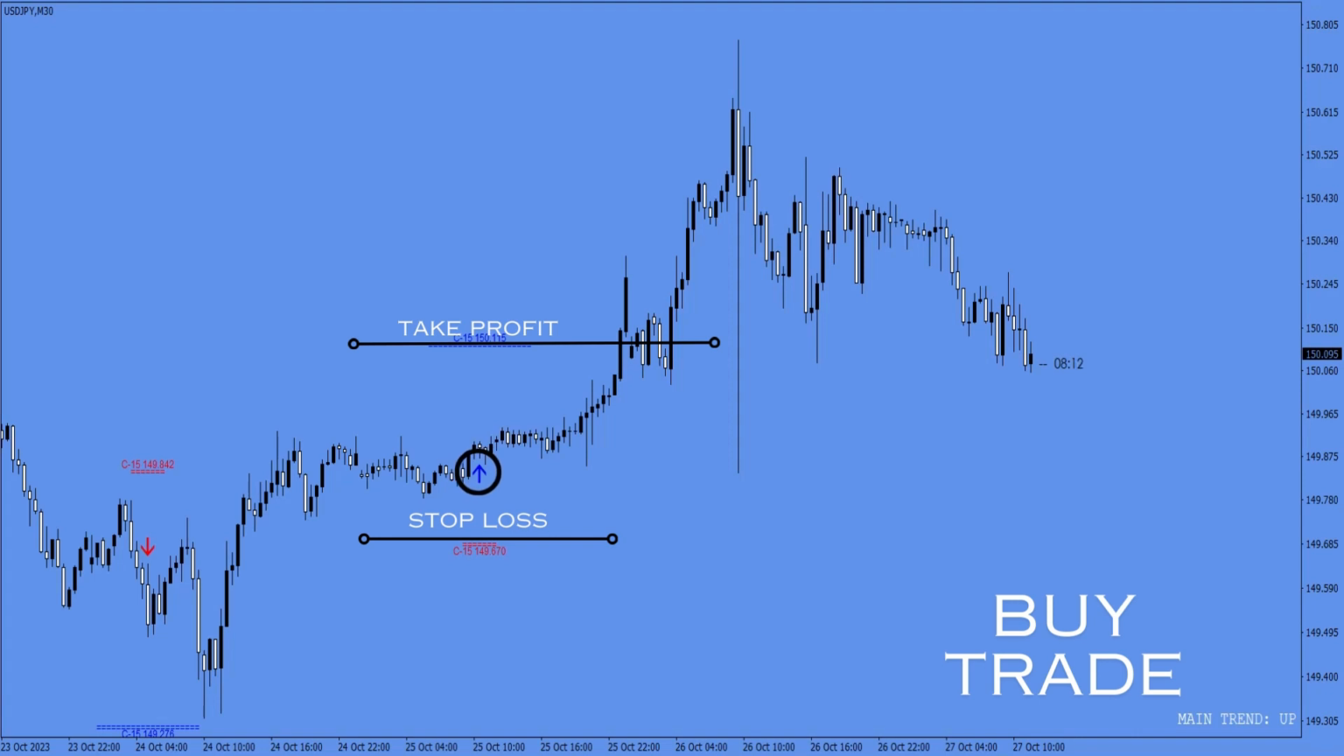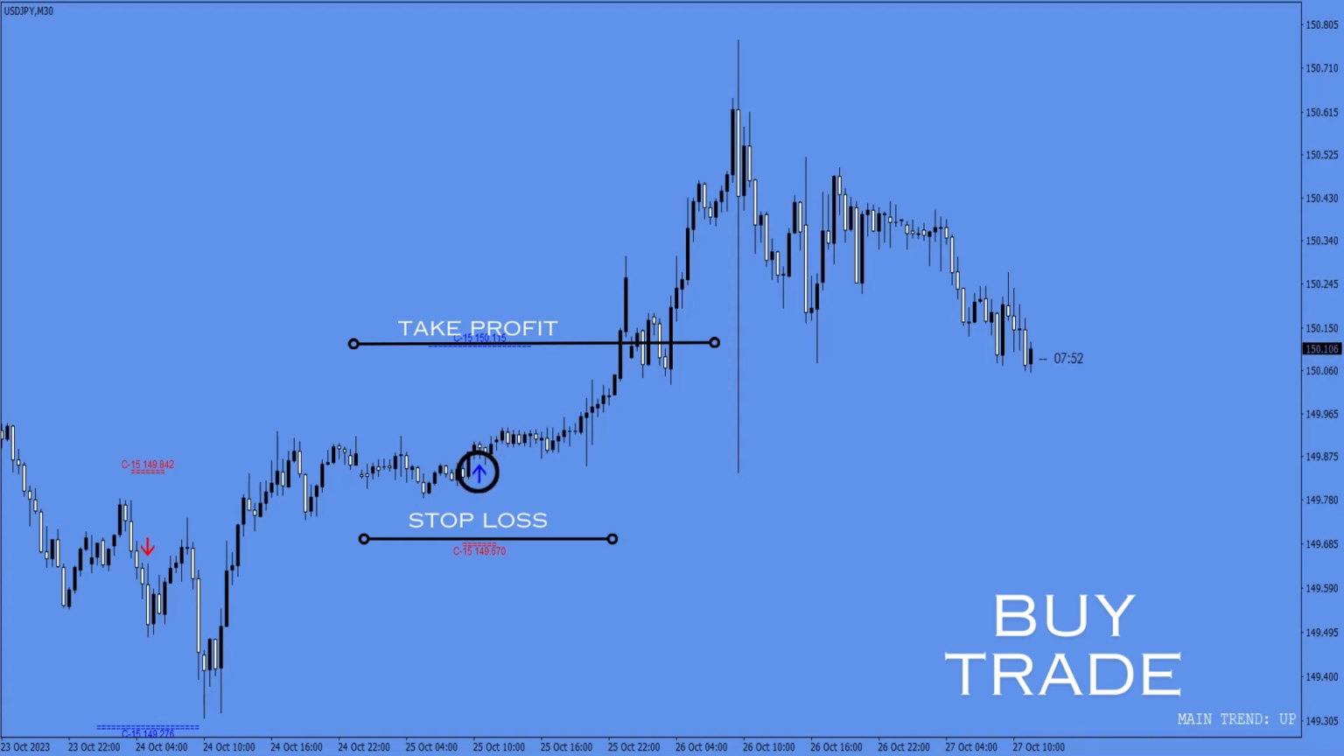For the best results, use a candle timeframe of 15 minutes or higher. It's advisable to trade during the European and New York trading sessions when the market is more active. Avoid trading when significant news releases are imminent, as they can lead to unpredictable price movements.